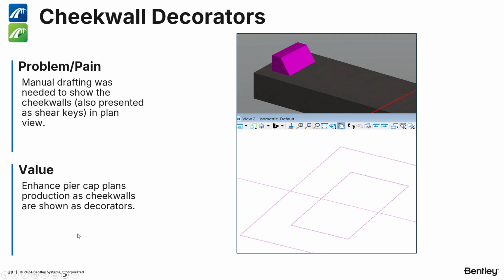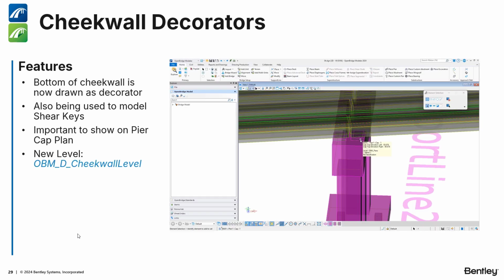On cheek walls, we added the option of cheek wall decorators. As you place a cheek wall, that location of the cheek wall is also reflected as a decorator option, which is on level symbology that you can define. So it's done as a decorator. Cheek walls is just the name we apply, but people also know them as shear keys. And we just create a new OBM level to define that.